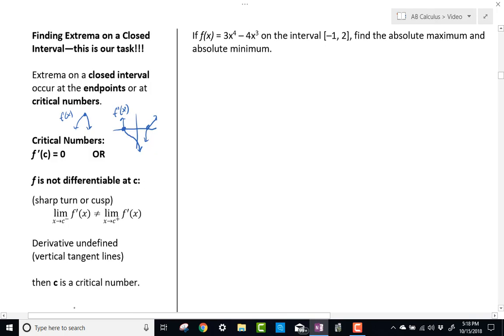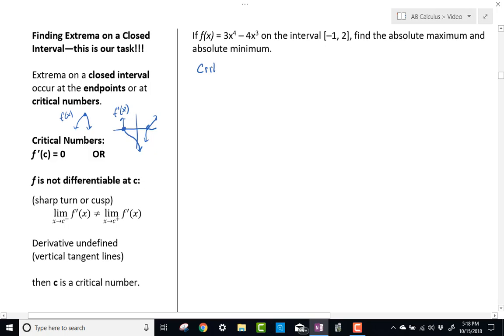So we're going to start off with a nice easy one here. We're going to look at a polynomial function. We're going to look at it on the interval from -1 to 2. It says find the absolute max and absolute min. Okay, so there's two things you have to check. You have to check f prime critical numbers.